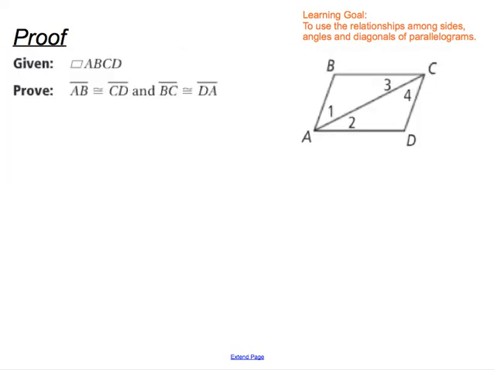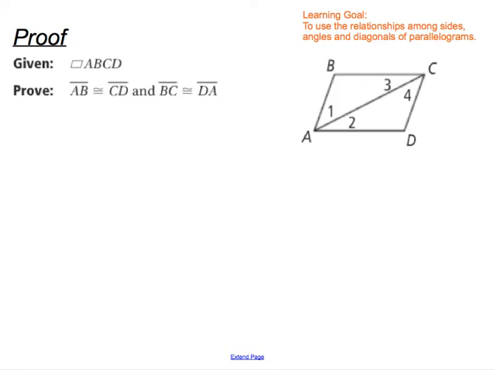So let's go ahead and prove this. Given the fact that we have parallelogram ABCD, we want to prove that AB is congruent to CD and BC is congruent to DA. Now the diagram that's been included here includes an auxiliary line that connects A to C. And furthermore, the angles BAC, BCA, CAD, and ACD have been numbered 1, 2, 3, and 4.